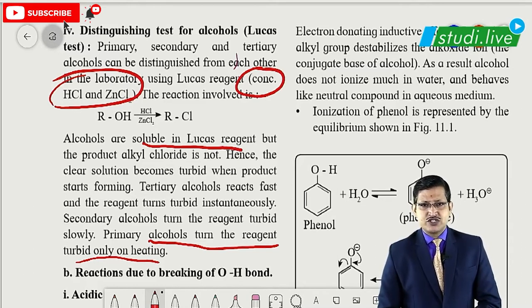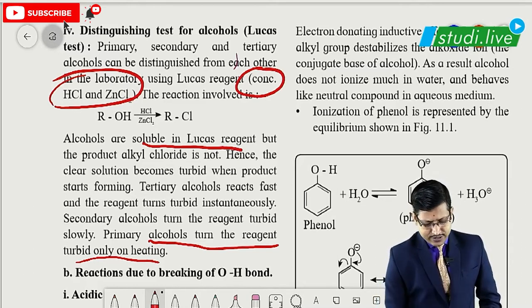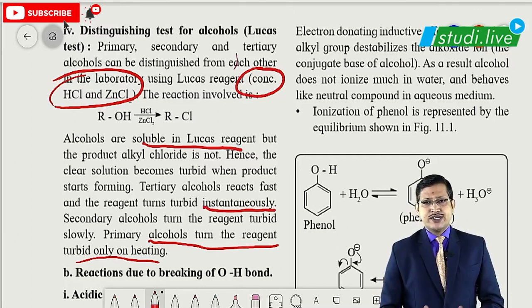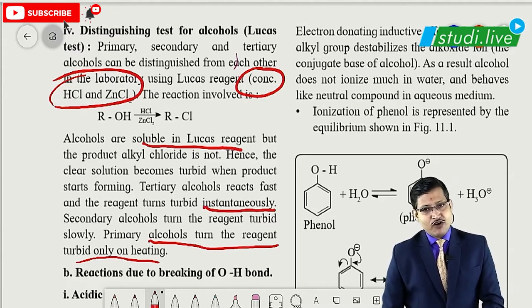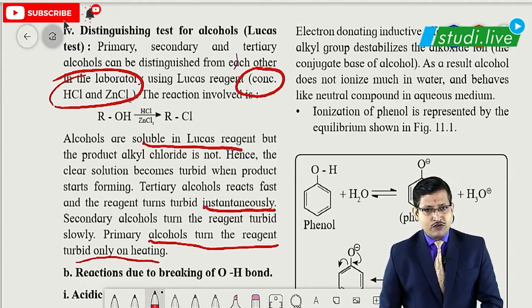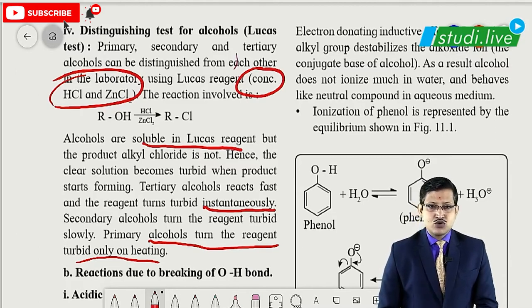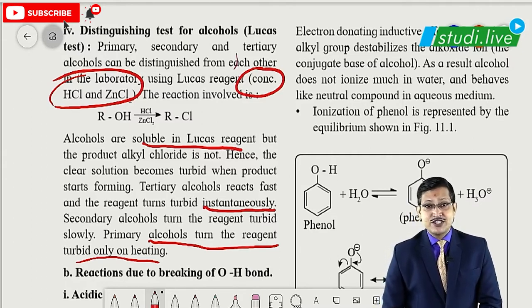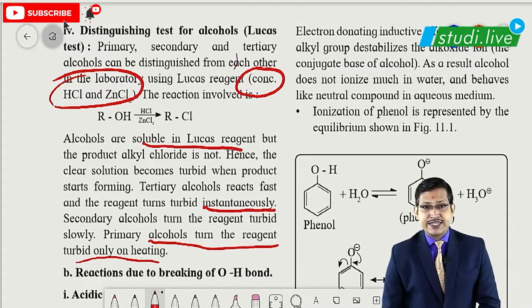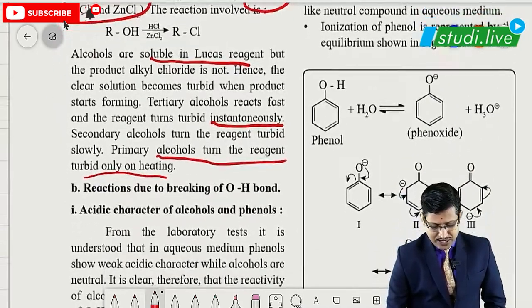Now compare this with tertiary alcohols. They react faster and the turbidity is instantaneous. So from the turbidity you will come to know what type of alcohol it is. If the turbidity is formed instantaneously, which alcohol am I talking about? Yes, it is tertiary alcohol. If the reagent forms turbidity but takes some time, then it is secondary. And if the turbidity is formed only after strong heating, then it is primary. This is how you can decide which alcohol we are talking about.